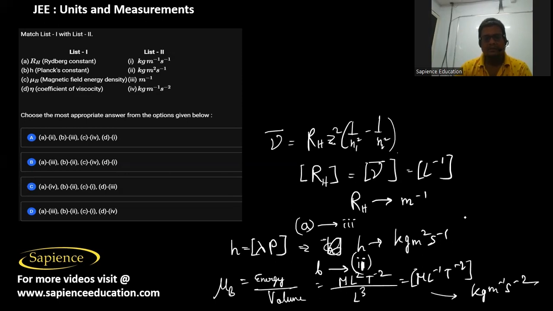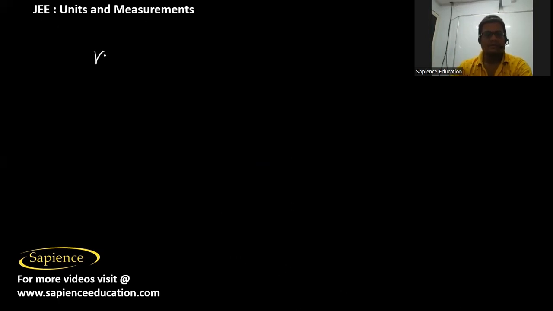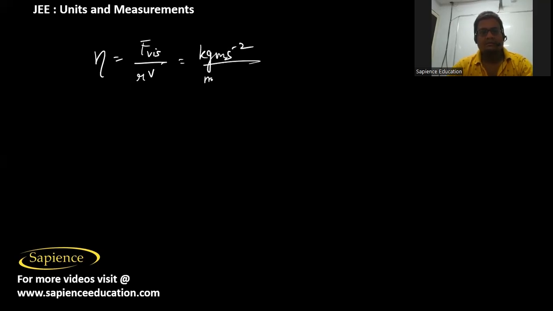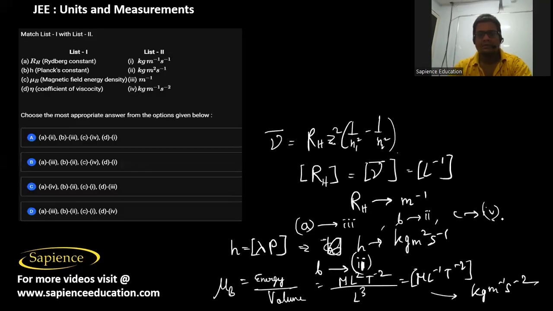So option 4. It means A will match with 3, B will match with 2, and C will match with 4. And D, which is coefficient of viscosity, is viscous force by R into V. So it is kg meter per second square divided by meter square per second. So this will be equal to kg per meter per second. So option 1. So D will match with 1. So option B is the correct answer.